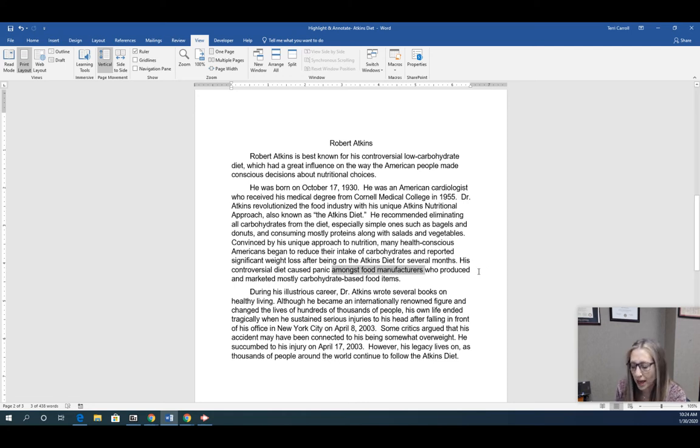Next, we could look at placing an asterisk by any statements where we had further questions. And so as I'm reading this article, it talked about something that I questioned. Some critics argued that his accident may have been connected to his being overweight. And I'm thinking, okay, wait a minute. This is a cardiologist famous for a healthy diet. Why was he overweight when he died? So I would put an asterisk here, and that might make me think I want to investigate that further.